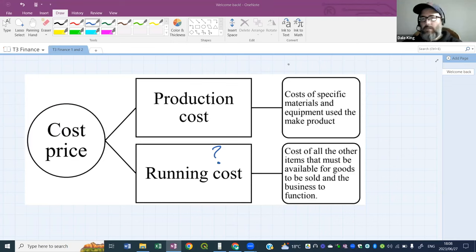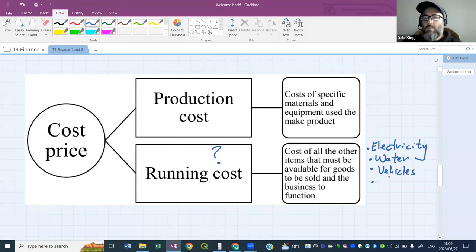Electricity. All right, good. That's one. Water. All right, good. Water and electricity are common ones. Yes. Delivery. Okay. Vehicles. All right. You need vehicles to deliver things. Very good. I like that. And petrol to put in those vehicles. Maintenance of those vehicles. Yes.